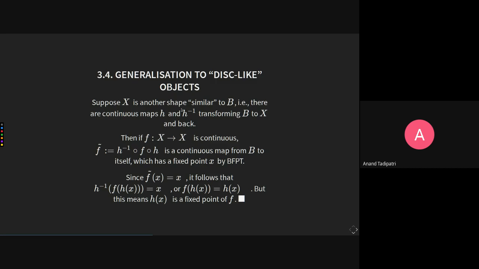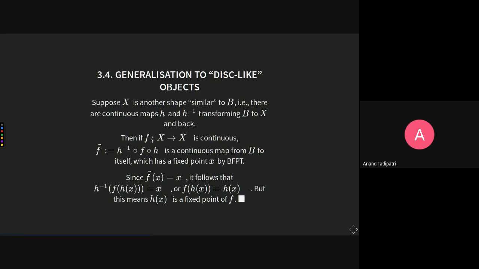Here is a sketch of a proof for why Brouwer's fixed point theorem holds for sufficiently disk-like objects and not just disks. Let's say we have this space X, which is disk-like, and we have a continuous map from X to itself. Brouwer's fixed point theorem, as of now, concerns B, which is the closed unit disk. So we use f to construct a map from B to itself in the following way.